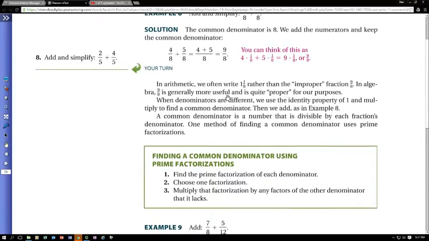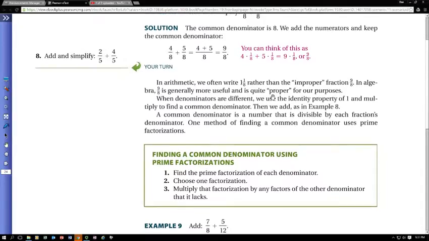Now, it talks about proper fractions and improper and those kinds of things. The only thing I think you may run into where you want to do mixed numbers in this course is maybe some word problems, but almost all the time I'm not going to take that extra step to convert this to an addition, really.